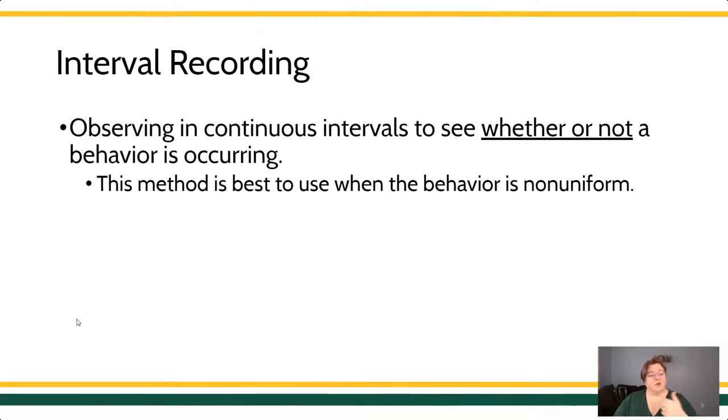But observing whether or not I'm speaking during the video is less uniform because I could be saying things like data or interval recording or method of observation, and none of those terms are exactly alike, and so it's much harder to account for those. So when we're using a non-uniform behavior, you want to use the method of observation that's going to work best, and those tend to be time-based. So we're talking about interval, whole and partial interval, and we're talking about time sampling.